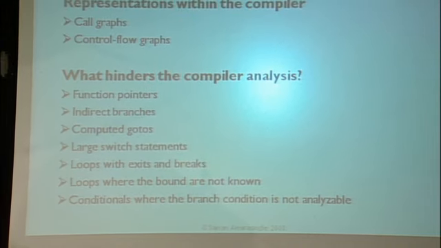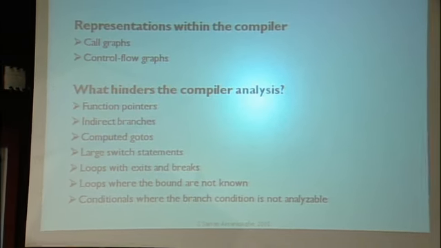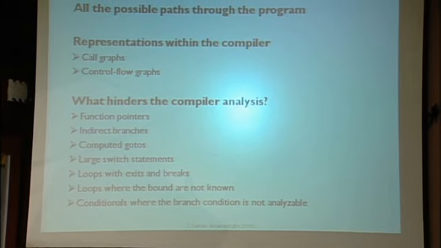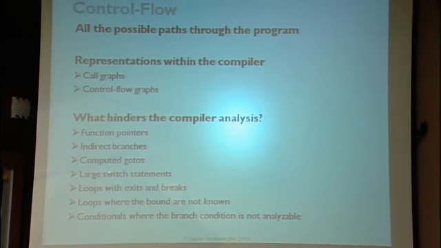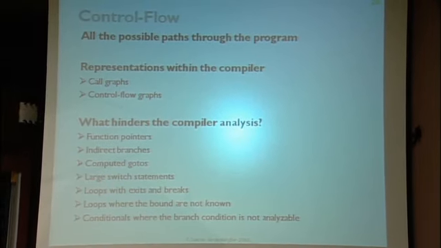Indirect branches. So I keep an address somewhere, and I branch to that. I don't know where it's going. Something like computed gotos is similar to that. Large switch statements. It's the spaghetti code. You have no idea where you're going to end up, and the compiler assumes it can get anywhere in the switch statement. Even though you might know some order of going through that, it doesn't work. If you have loops with exits and breaks and very complex things in there, compilers sometimes have to give up. When the loop bounds are unknown, you assume it could be anything.